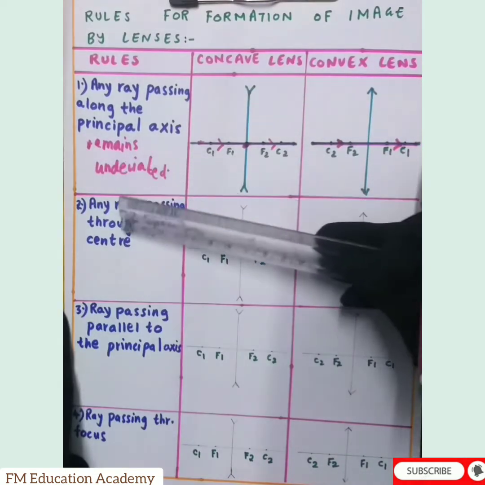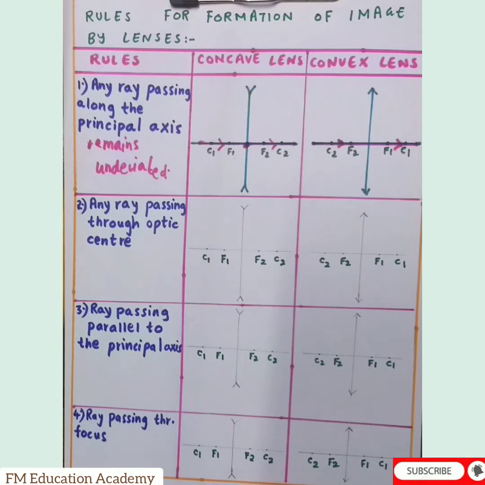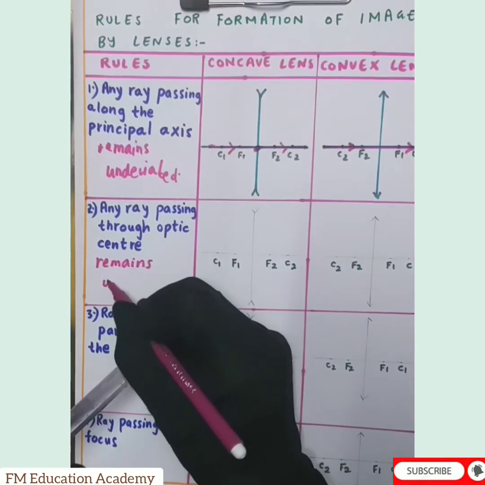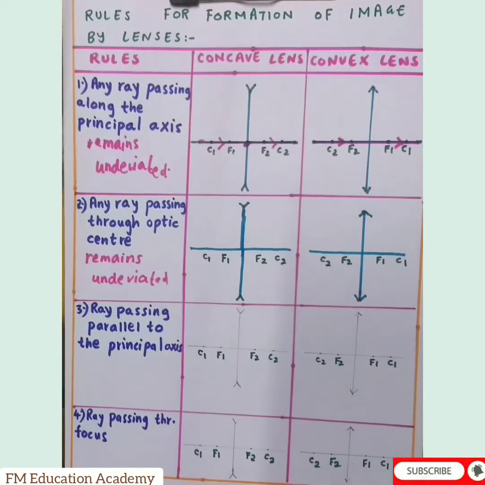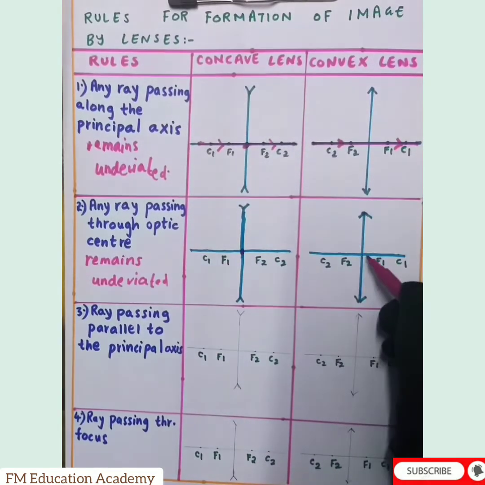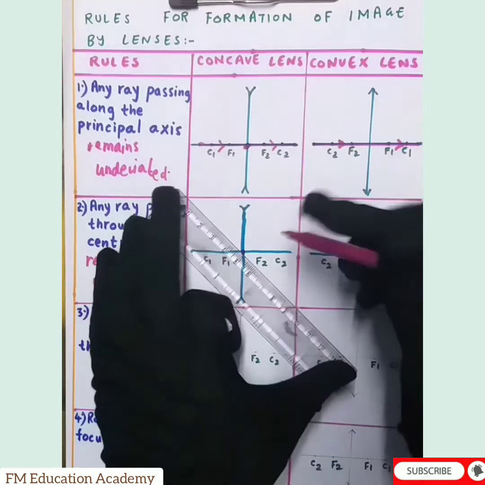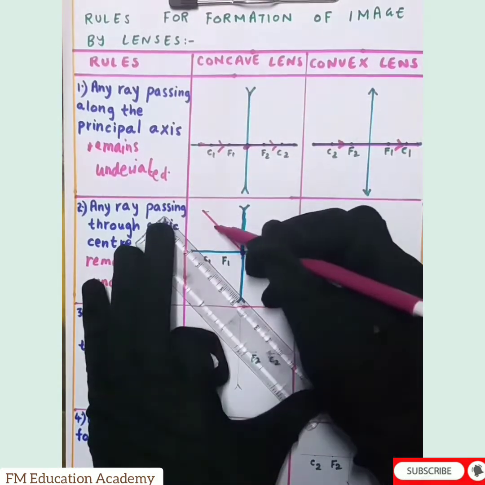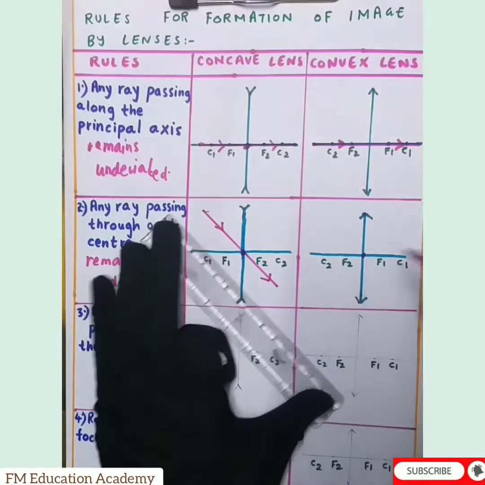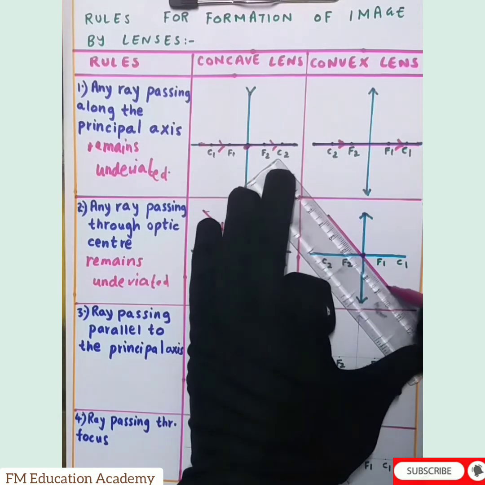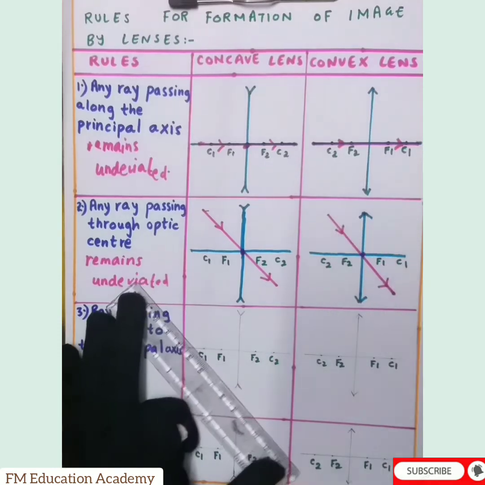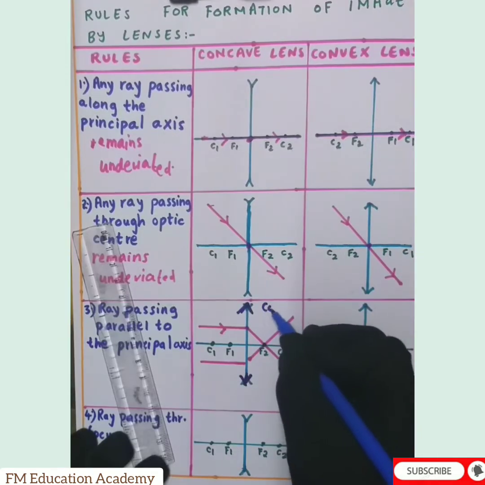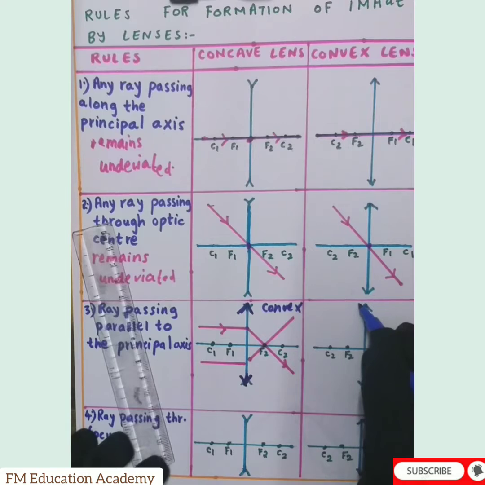Whenever a ray passes through the optic center, it also remains undeviated. Undeviated means it will not change its direction. This is my optic center, as I know that. So whenever a ray passes through the optic center, it will remain undeviated. It will come here and pass directly through the optic center. Similarly, a ray is coming through the convex lens, it remains undeviated and passes directly through the optic center. This I am drawing for the convex lens, and let us suppose this is my concave lens.